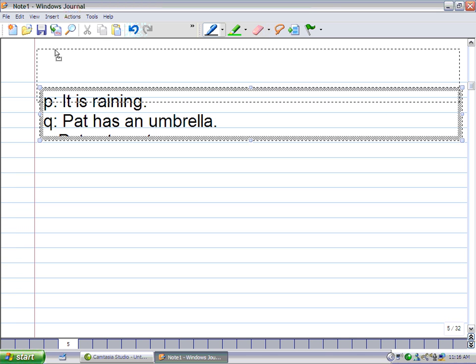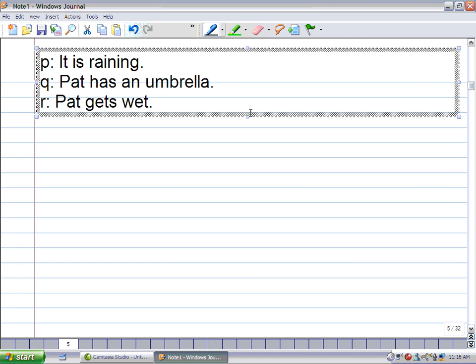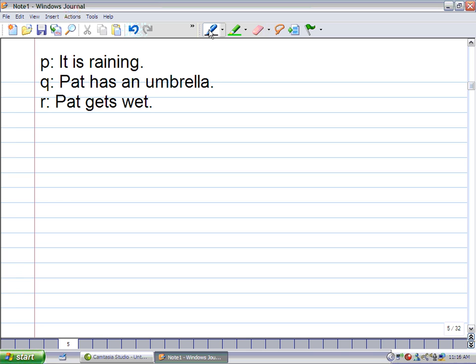I'm going to start with these simple statements. It is raining will be my P. Pat has an umbrella will be my Q. And Pat gets wet will be my R. So what if I want to say, it is not raining? Well, P is it is raining. So if I want to negate that and say it is not raining, I will put a little tilde in front. Not P. It is not raining.